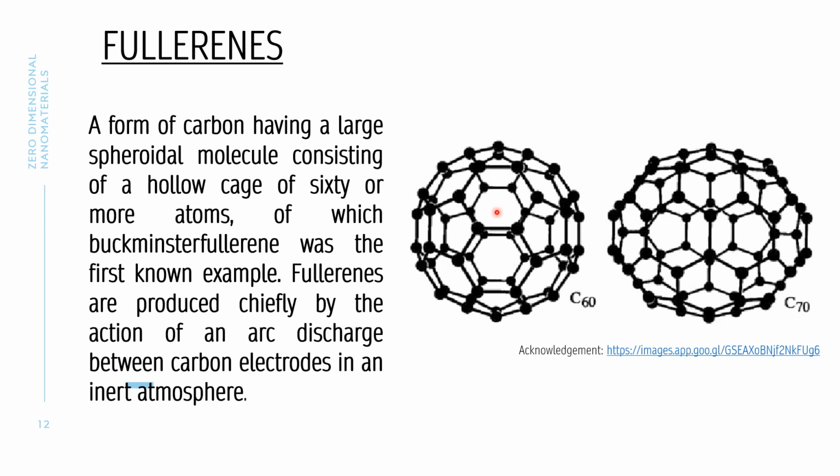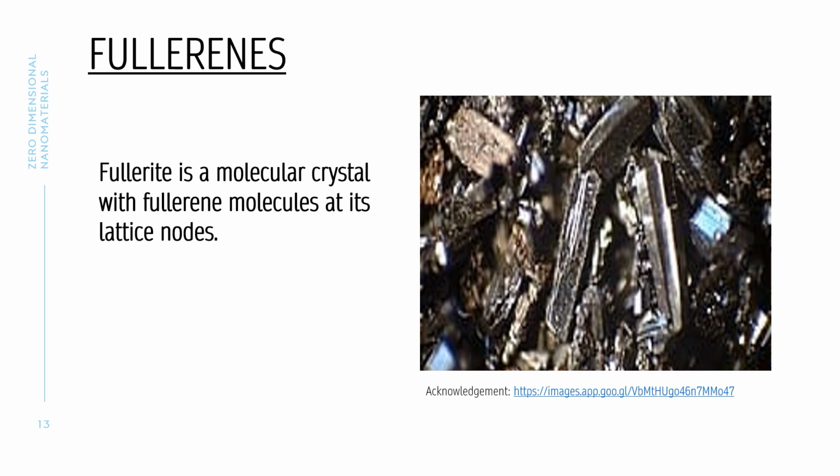The famously known fullerene is Buckminster fullerene, which is made up of 60 carbon atoms. And these fullerenes are chiefly generated by the arc discharge method, wherein the arc discharge happens between carbon electrodes in an inert atmosphere. As you see here, this is the image of a fullerite, which is a molecular crystal which has fullerene molecules at its lattice nodes.